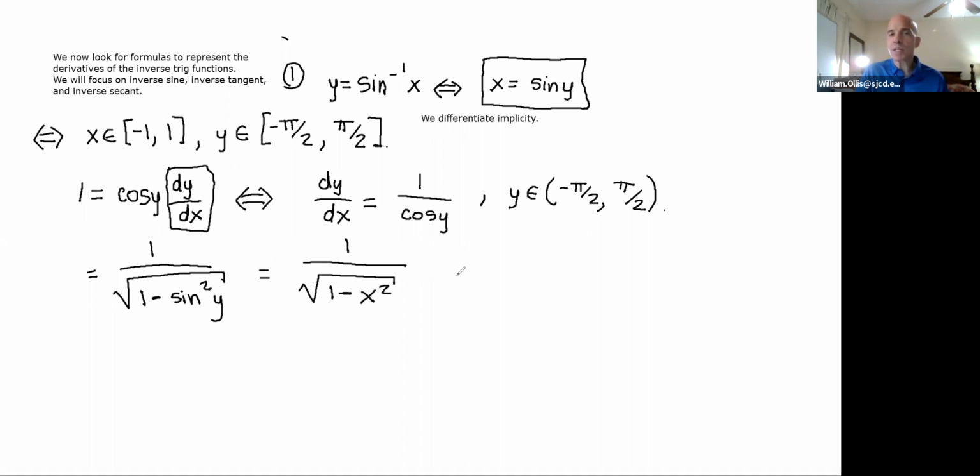Now this formula is a lot better. So now we see that the actual derivative of the inverse sine relative to x is 1 divided by the square root of 1 minus x squared. That's a good formula. So that solves that.